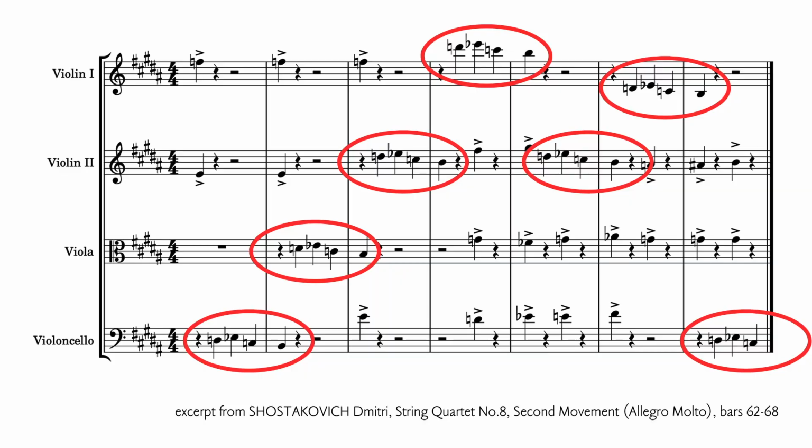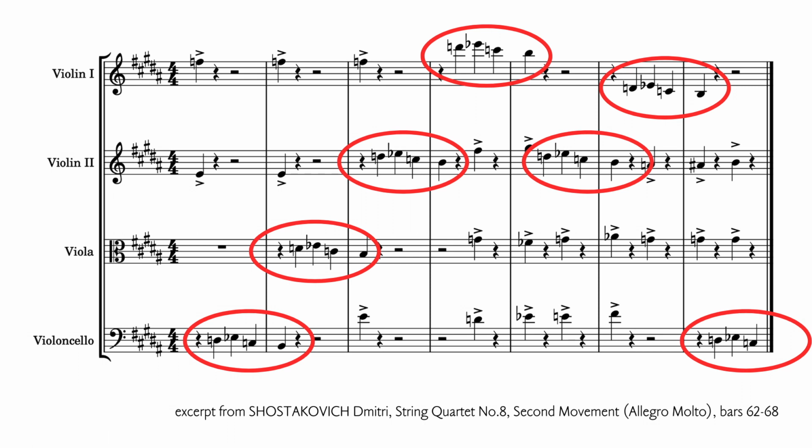You hear this motif pop up every now and again, and sometimes being passed around all the different instruments in the quartet. This passing around of the motif between the different instruments is called imitation. Have a look at this passage of music from the second movement.